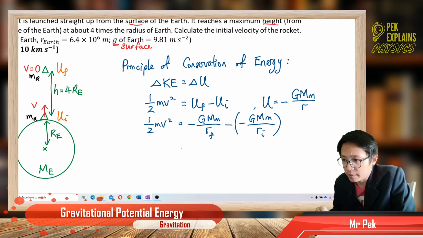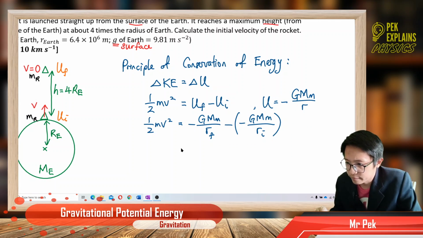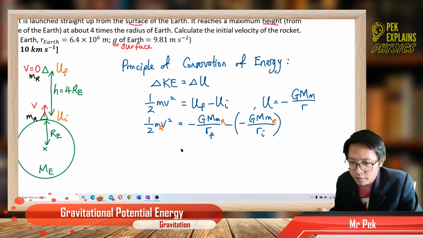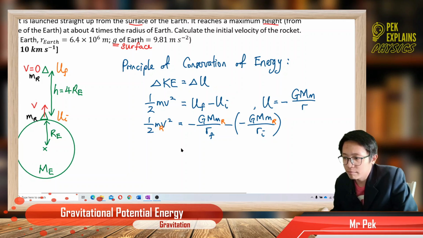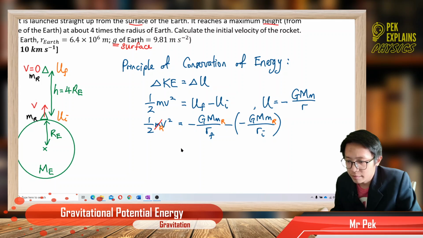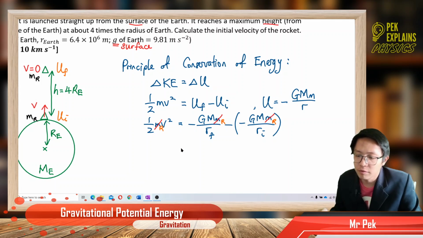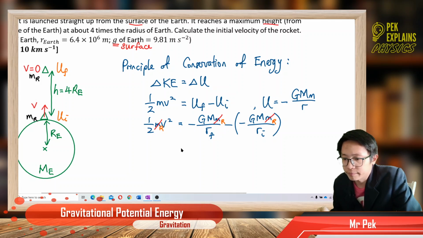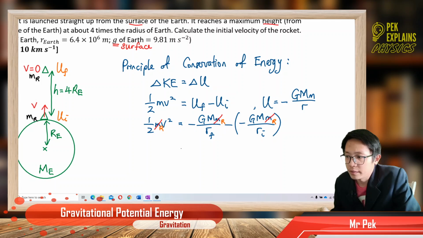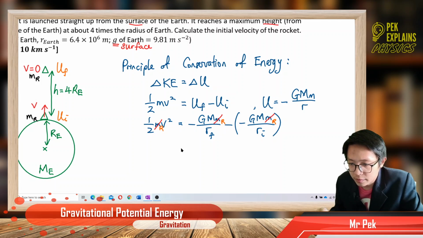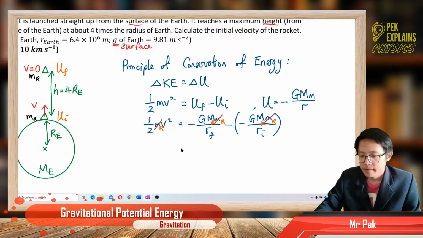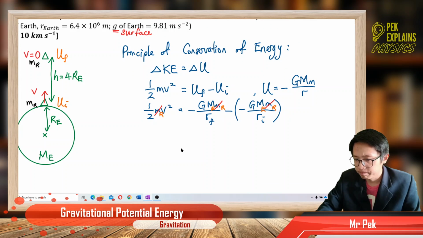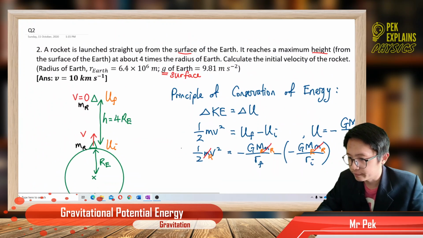Let's identify all these masses. This small m is the mass of the rocket. Actually, we can cut off this common mass of the rocket. And the big mass is, of course, the mass of Earth. Now, oh, I don't have the mass of Earth.